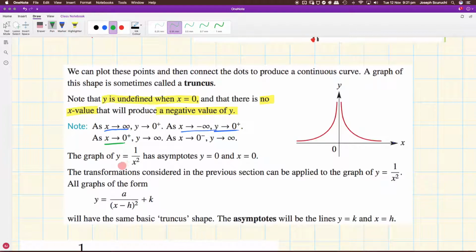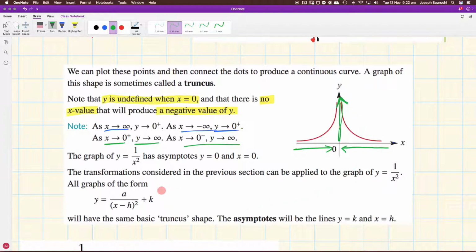As x approaches 0 from the positive direction, my y is approaching infinity. As x gets closer to 0, my y is increasing. So too, as x approaches 0 from the negative direction, my y is increasing as well.